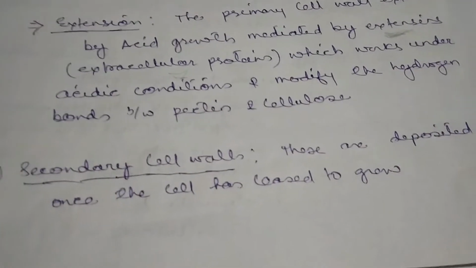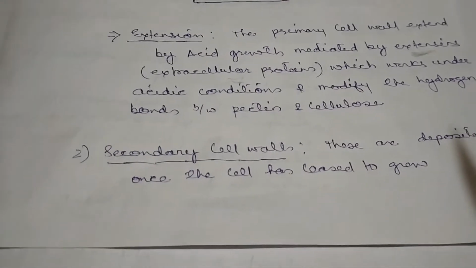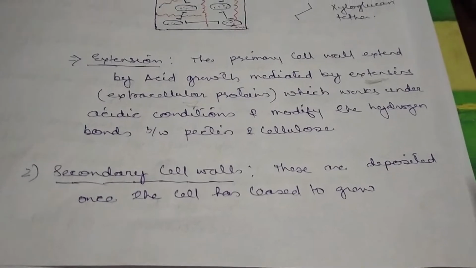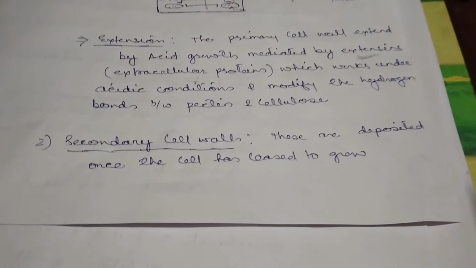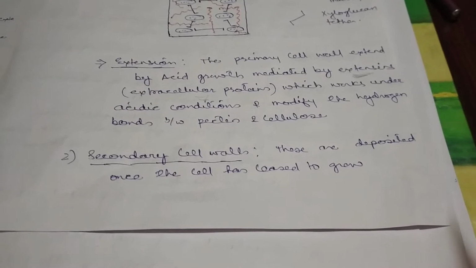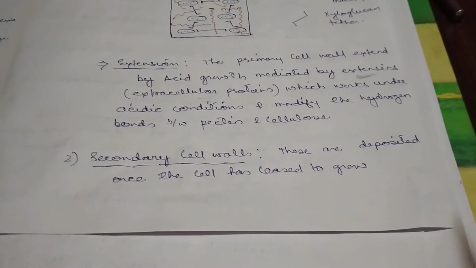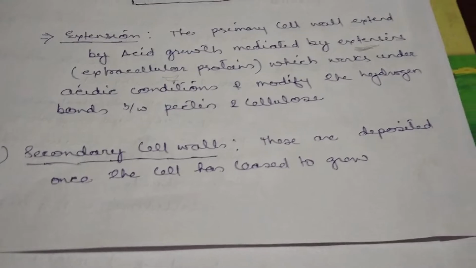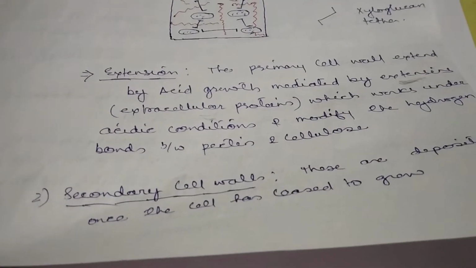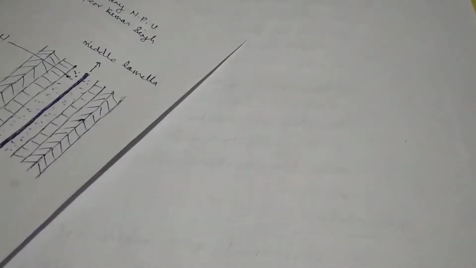So that is the basic composition and structure of primary cell wall. Then we have secondary cell walls. As I mentioned earlier, the primary cell walls are present in the growing cell. The secondary cell walls are deposited when the cell has ceased to grow. Means once it has grown completely, then secondary cell walls are added.